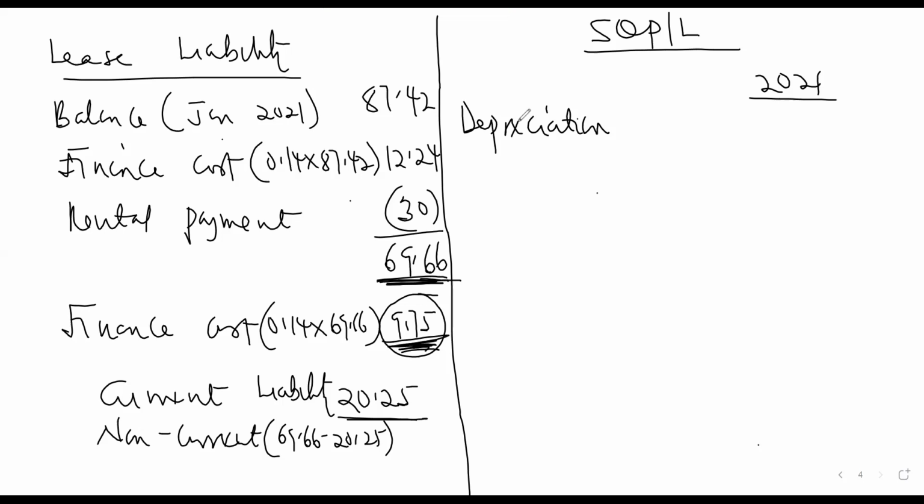Are you okay with the 9.75? Yes, I'm okay with that. Okay. How much are we paying at the end of every year? We are paying 30 million, isn't it? Yes. And the 30 million has an interest component and also a principal component. So if the interest component is 9.75, what will be the principal component? That is 30 minus the 9.75. So that's how we got 20 point something.